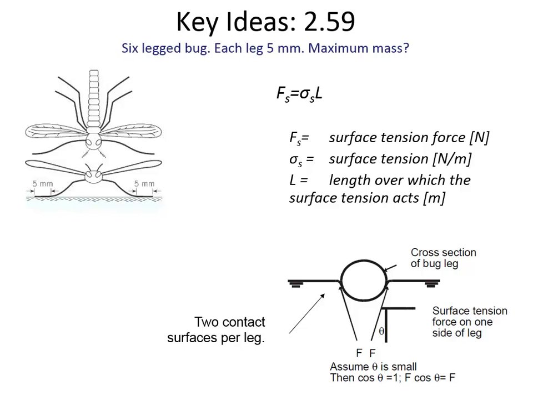So our formula here asks us to find some length. But it's not just going to be 6 times 5 as the length, because on either side of the bug's leg, it's in contact with the liquid. And so you need to account for both sides of the leg when calculating the total length that's in contact with the liquid. That's the tip that I wanted to give you on that one.